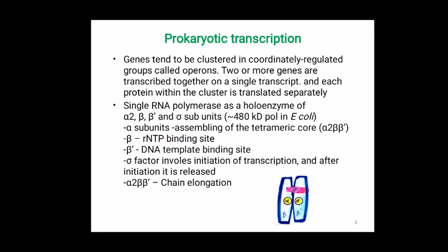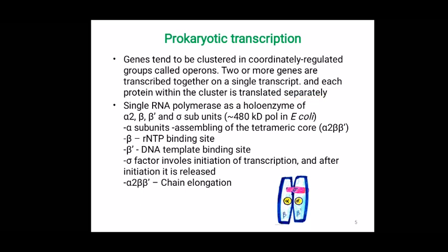Genes tend to be clustered in coordinately regulated groups called operons. This mechanism generally exists in all prokaryotes, and two or more genes are transcribed together on a single transcript in prokaryotes using the operon mechanism, and each protein within the cluster is translated separately.